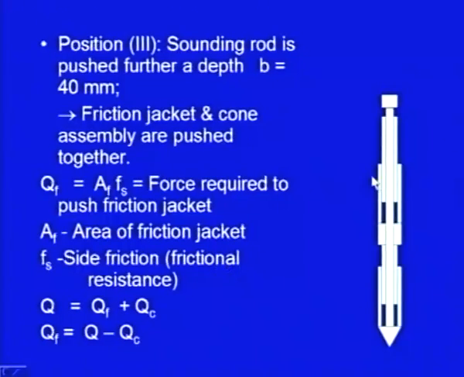So, this time the value of total force which you read from the pressure gauge, Q, should be equal to this additional force which is required to move the friction jacket plus the cone resistance. So, this is the final situation, Q equals QF plus QC. From here you can get QF. In the previous step we got QC, QC is already available with us. So, you can get QF.